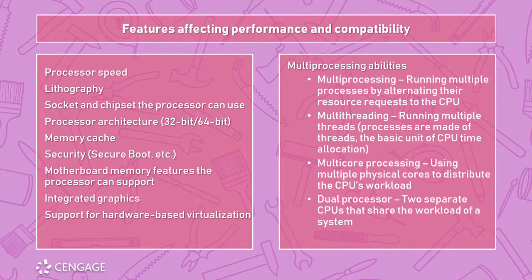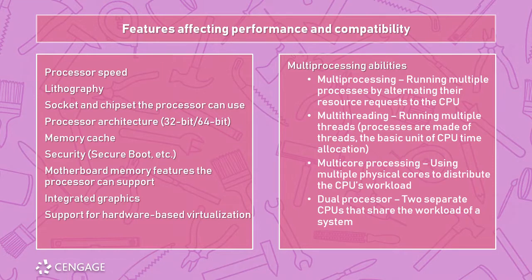And then the last feature here, number 10, this is what we call multi-processing abilities. Now, multi-processing just means that we're going to have multiple processes running at the same time, and we're going to alternate their resource requests to the CPU. Let's say I have 4 processes, A, B, C, and D. So I'm going to say, okay, A has a fixed amount of clock time, then I'm going to pass it to B, then I'm going to pass it to C, then I'm going to pass it to D.